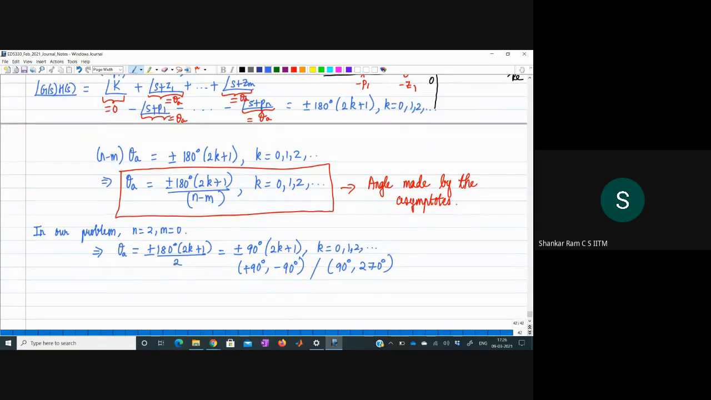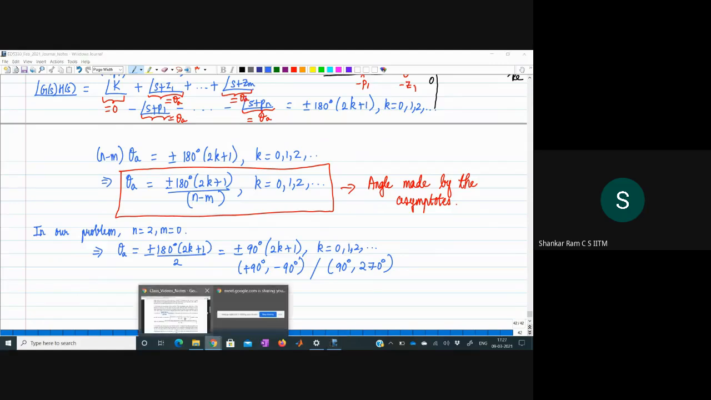All right, so I will show you what these angles mean shortly. Please give me a minute, and then I will show you how to plot these angles in the S plane, so that we can locate the asymptotes. All right, so that's the notion of asymptote.